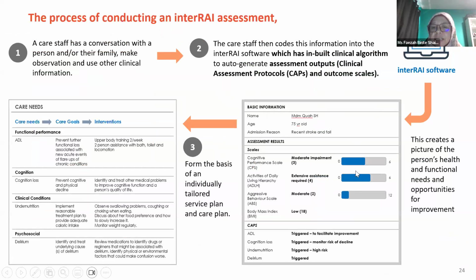You can see here, these are the bars that show you the record, the clinical outcomes of the person in terms of cognition. For example, it is a moderate impairment, and this will be taught at the training, what moderate impairment means. And then when you translate this to care planning, these are areas that you could use to guide you in terms of care planning.